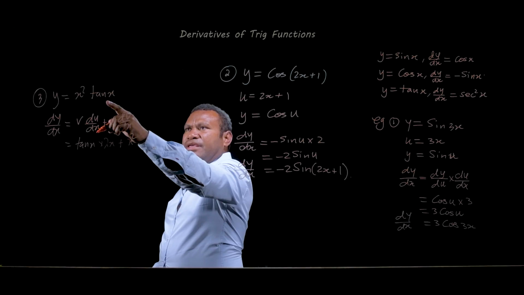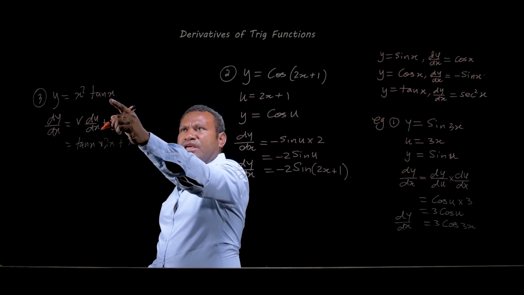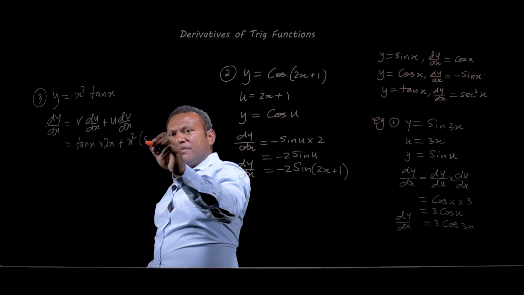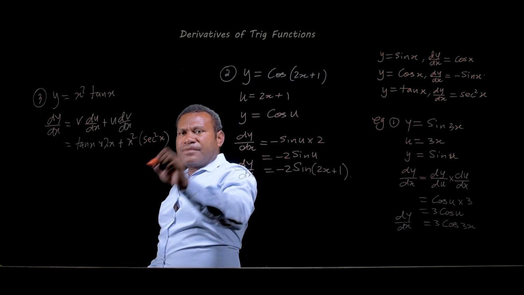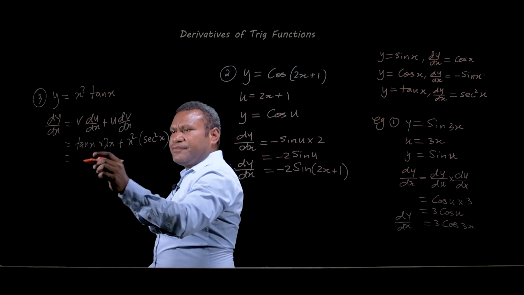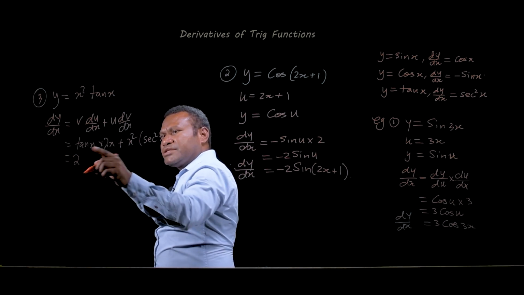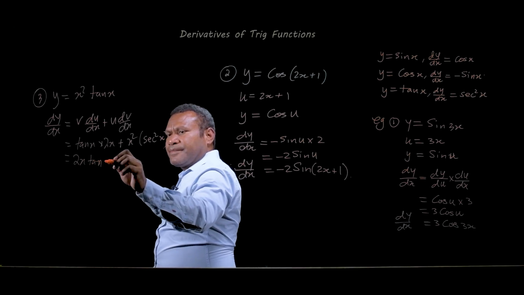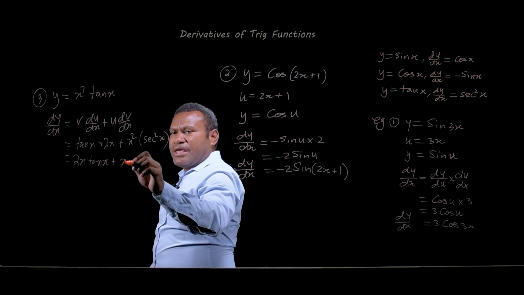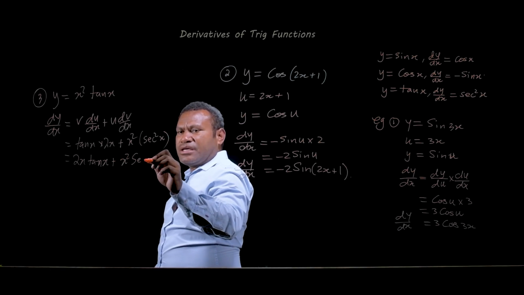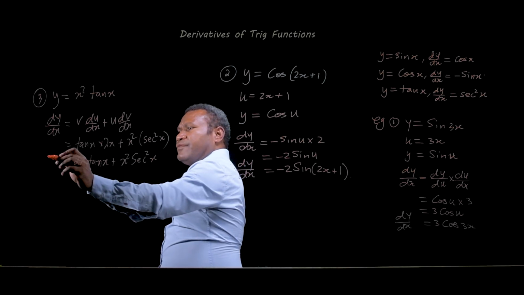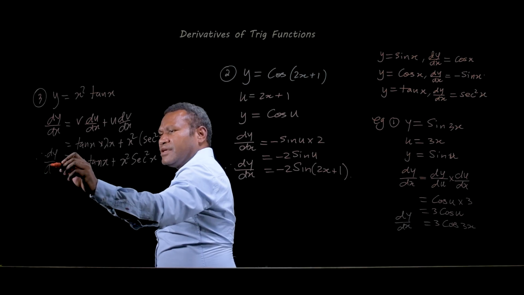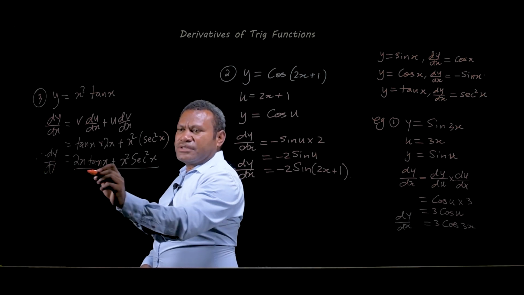And v is tan 10x, and if you take the derivative of tan 10x using the standard result, it will be sec squared 10x. So if you simplify this, it will be 2x times tan 10x plus x squared sec squared 10x. Therefore, the derivative of this function, dy over dx, is equal to this expression.